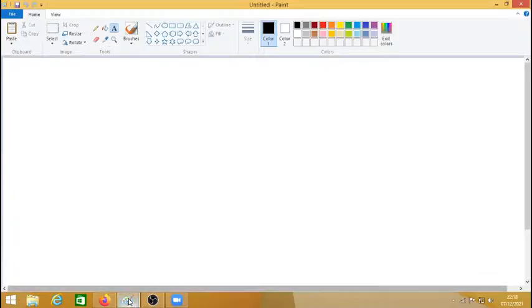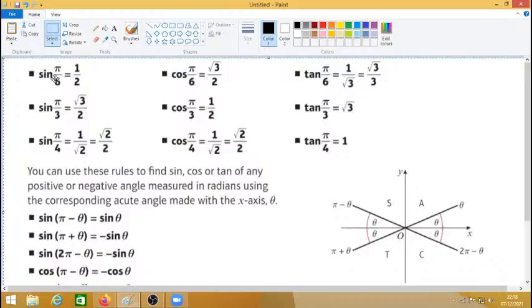Just a quick recap from the previous lesson. There are some trig ratios that you have to memorize. One or two of them are quite easy. So the sine of 30 degrees, otherwise written in radians as pi over 6, is equal to a half. Similarly, the cosine of 60 degrees, also written as pi over 3 in radians, is equal to a half. The tangent of 45 degrees, which would be pi over 4, is equal to 1. So there are a couple of the easy ones.